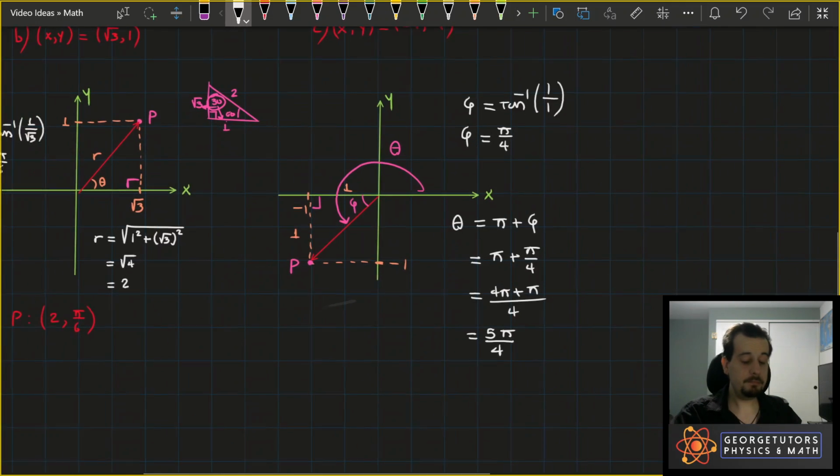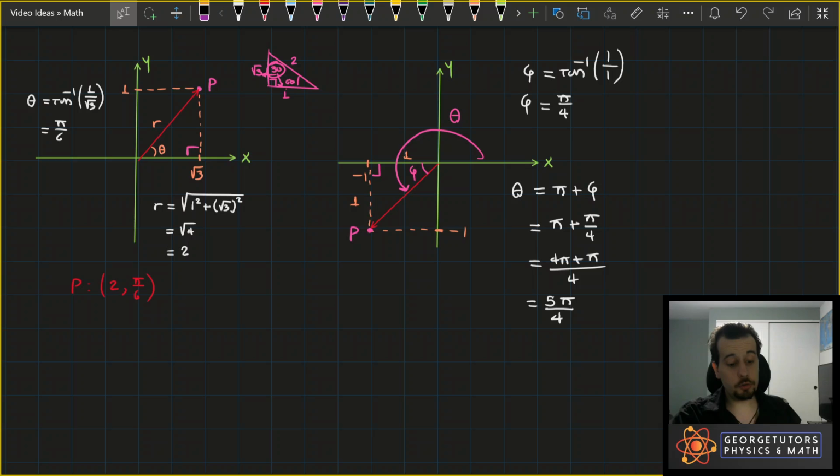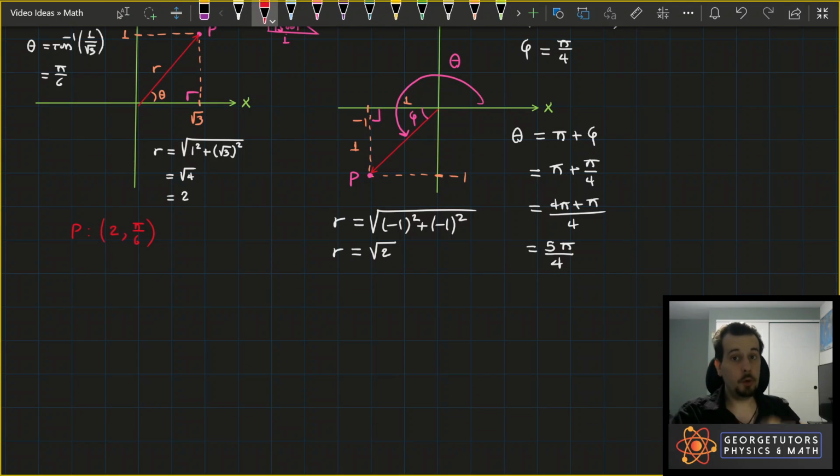There we go. As for the r, it's still very straightforward to get. We can get it by putting our coordinates here and adding them in quadrature using Pythagoras. And we see here that we're just going to get root 2 for that one. So we've got both the angle and the size of r right now, r again being the size of that red vector. And we can put it all together to finish off our question. So the actual polar coordinate version is root 2 and then 5 pi over 4. That's the end of the story.